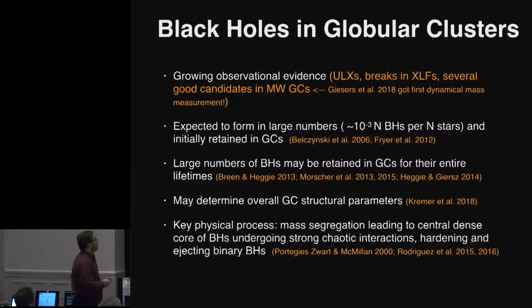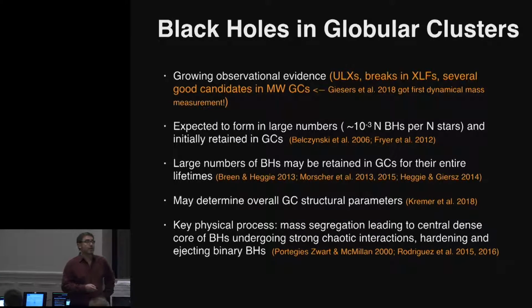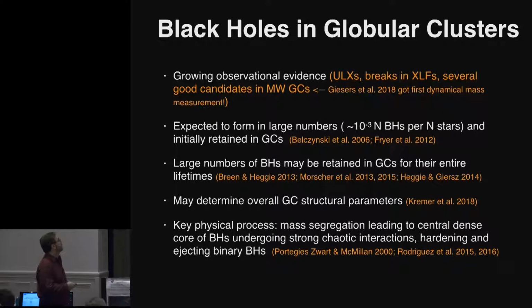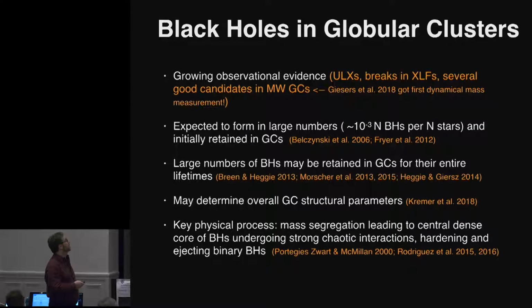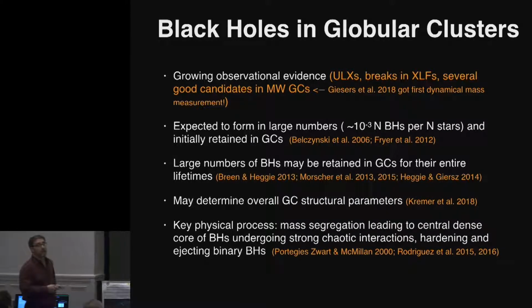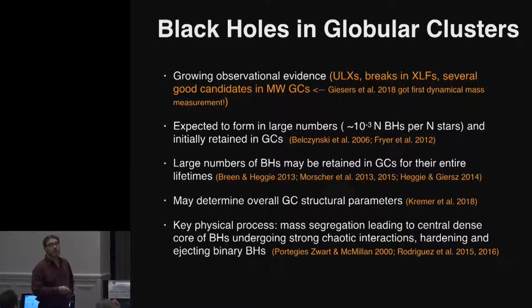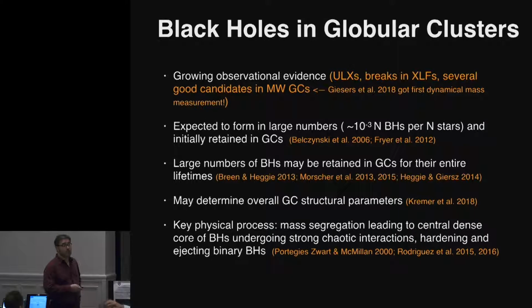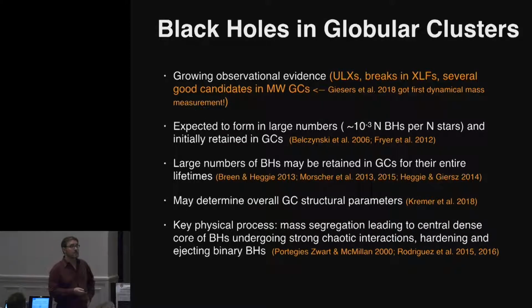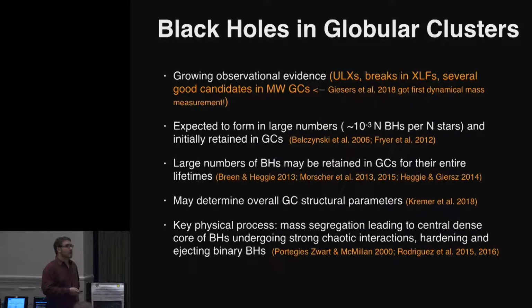Certainly stellar black holes are expected theoretically to form in large numbers in these systems. If you take anything like a reasonable stellar IMF, you expect something like 10 to the minus 3 black holes per star. So if you have a typical globular cluster that started maybe with of order 1 million stars, you expect roughly 1,000 black holes, or maybe up to a few thousand black holes in very large clusters, and at least a few hundred even in small clusters.